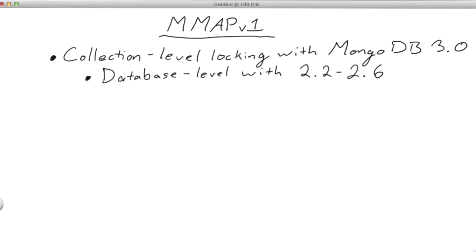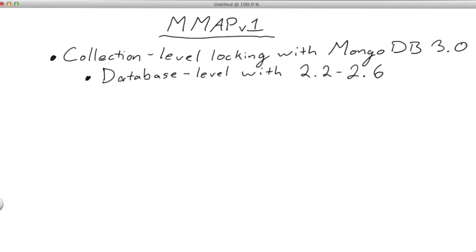Let's talk about some things to keep in mind with MMAPV1. The first is that MMAPV1 comes with collection-level locking as of MongoDB 3.0. Prior to that, it had database-level locking with 2.2 through 2.6. The granularity of the locks is worth considering because they may or may not affect performance depending on your setup. So let's talk about them.